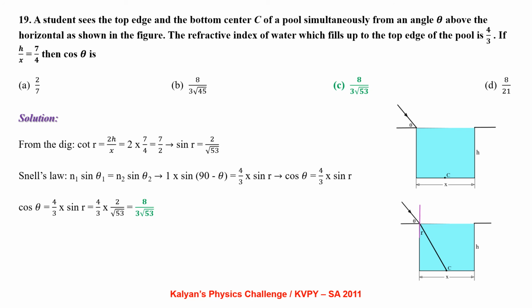From the diagram, cot r equal to h by x by 2, that is 2 into 7 by 4, that is 7 by 2. From there we can write sin r equal to 2 by root 53. Applying Snell's law, n1 sin theta 1 equal to n2 sin theta 2. 1 into sin of 90 minus theta equal to 4 by 3 sin r, which gives cos theta equal to 4 by 3 sin r. So cos theta equal to 4 by 3 into 2 by root 53, that is 8 by 3 root 53.